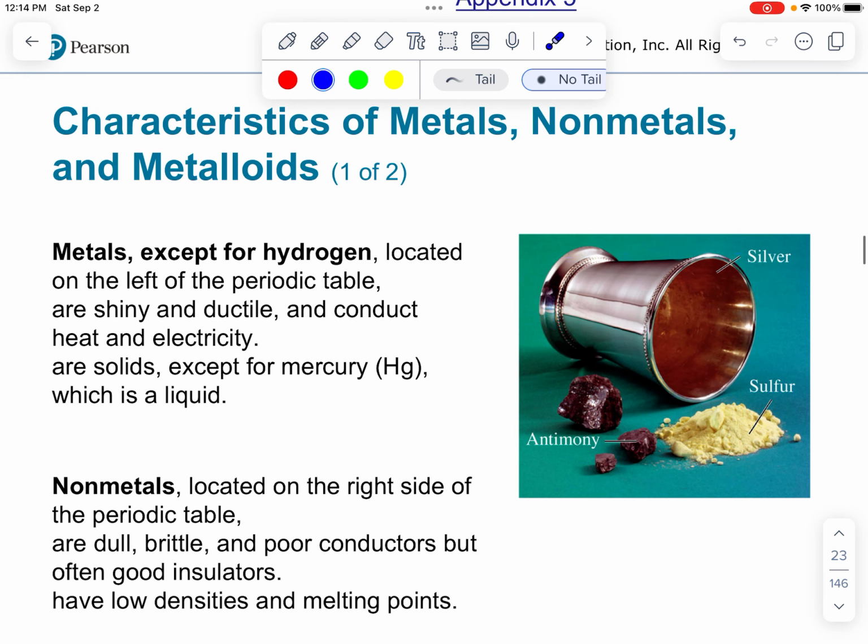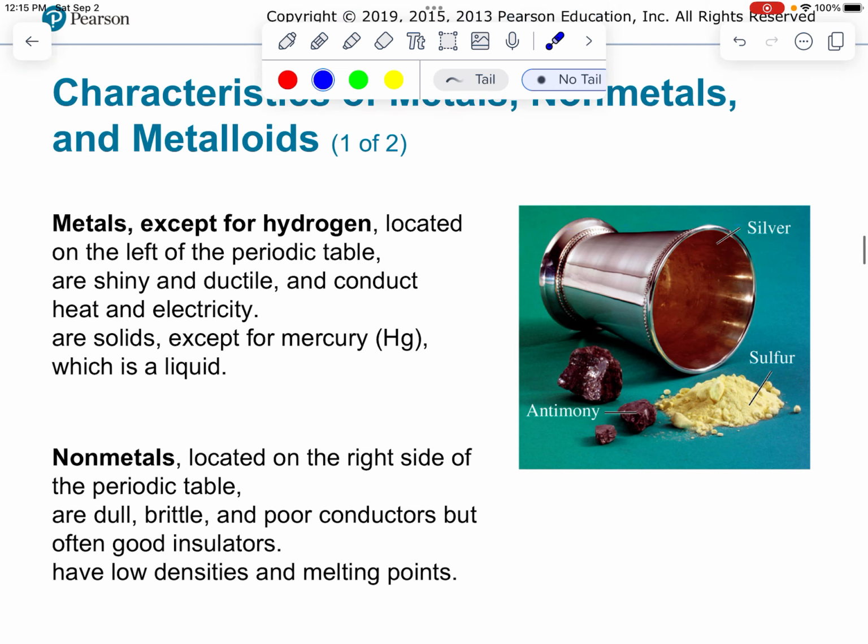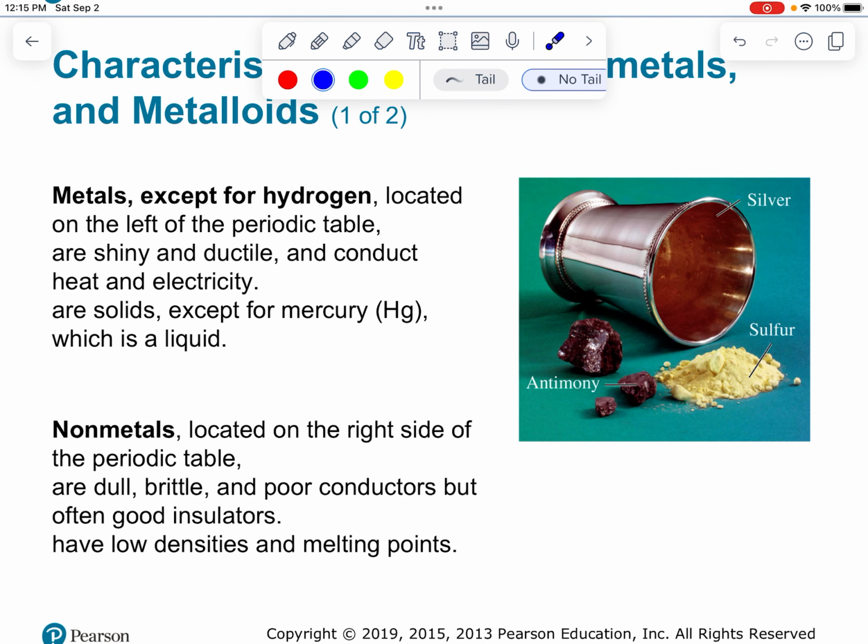Okay, so metals, except for hydrogen, are located to the left of that staircase, and they tend to be shiny, ductile, meaning bendable. They are good conductors of heat and electricity. They are solids, except for mercury, which is a liquid. Nonmetals are on the right side of the periodic table. They tend to be dull, brittle, and insulators, poor conductors, but good insulators, and they have lower densities and lower melting points.